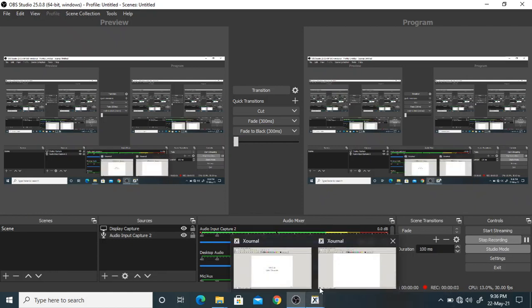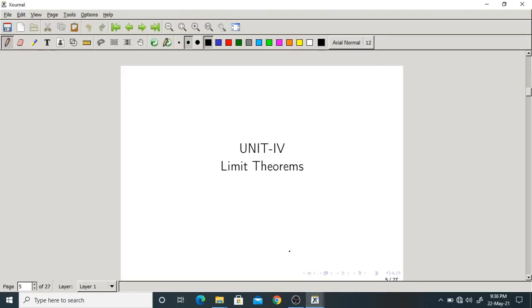So let us start today's class. Today we'll start the last unit, that is the fourth unit. We have already completed the fifth unit. So let us start this unit, which is a very small unit. This is about limit theorems. The unit is about theorems which have limits.